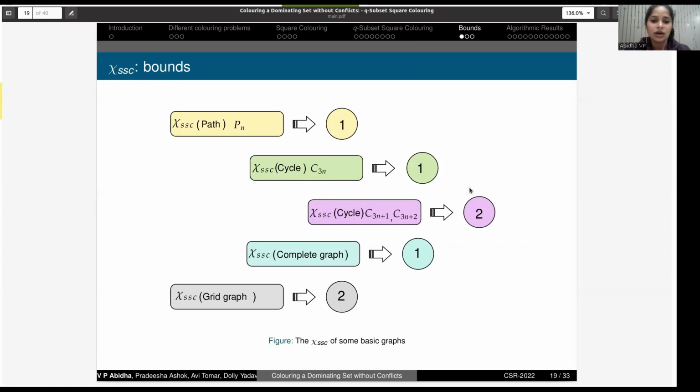These are the bounds of subset square coloring for some basic graph classes. For a path graph, we need only one color to dominate all the vertices in that path. For a cycle with 3n vertices, we also need only one color. But for cycles with 3n plus 1 or 3n plus 2 vertices, the chromatic number is 2. For a complete graph, we need only one color, since the dominating set is also 1, so we can color that vertex. In the grid graph, we need 2 colors.